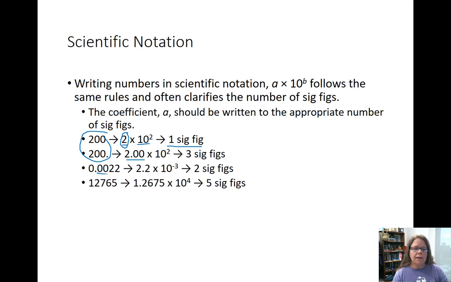This one, I could clean up any confusion by moving my decimal place over here and writing it as 2.2 times 10 to the minus 3. Okay, this one has 5 sig figs no matter what. But if I were to write it in scientific notation, I would move my decimal place 1, 2, 3, 4 units. So it's 1.2675 times 10 to the 4.